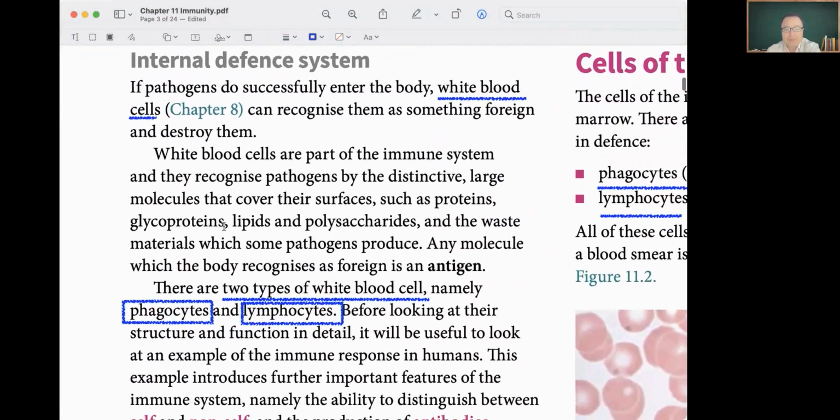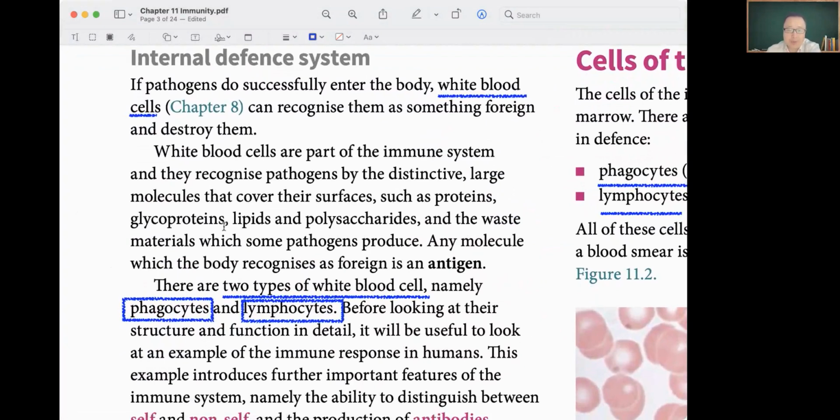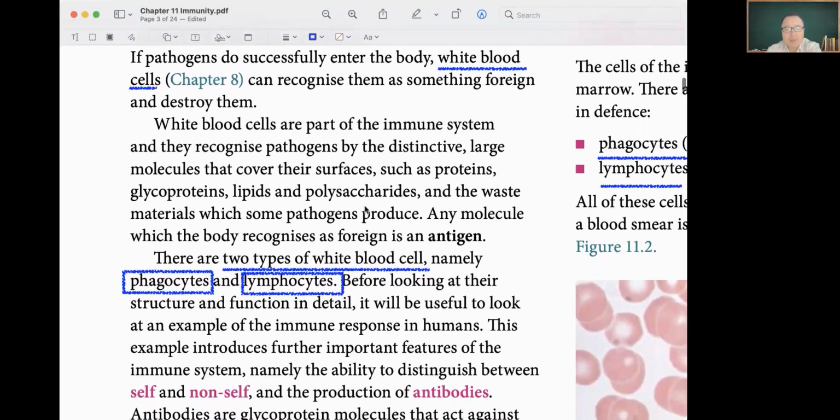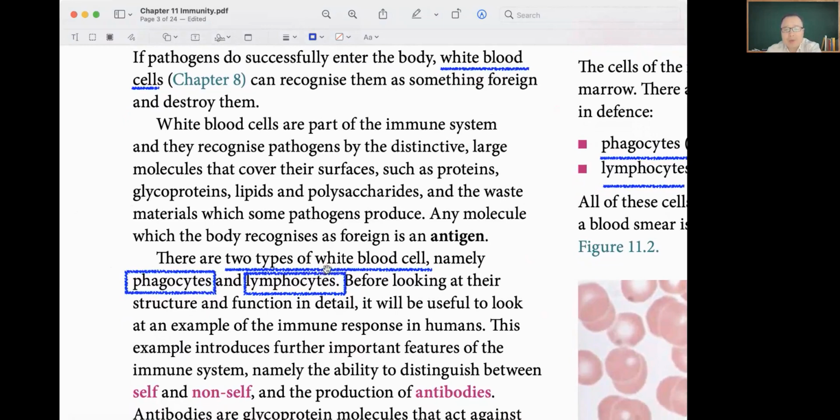That will mention the blood cells. The first cell we have to mention is the white blood cell. As you know, there are red blood cells or erythrocytes, white blood cells, and thrombocytes, platelets, in our blood system. But we can further divide the white blood cells into two types, that is phagocytes and lymphocytes.